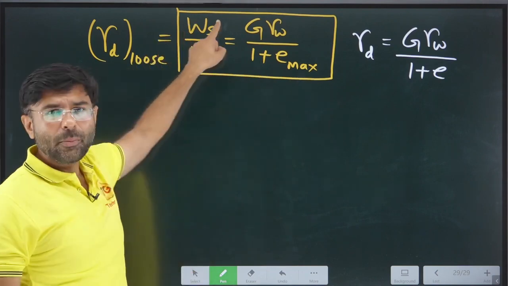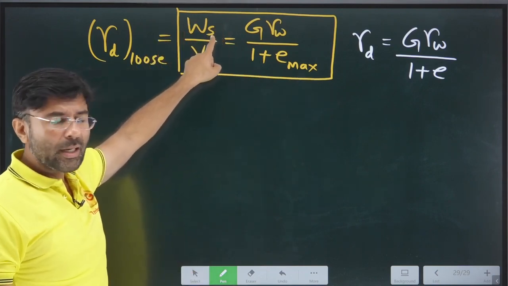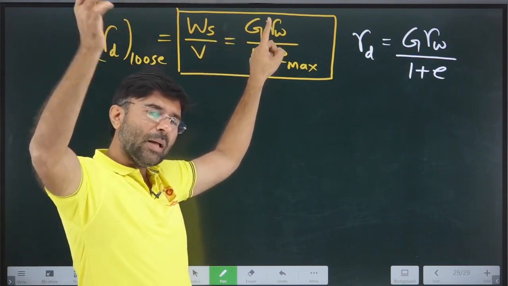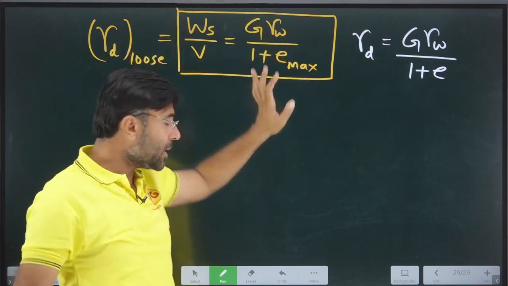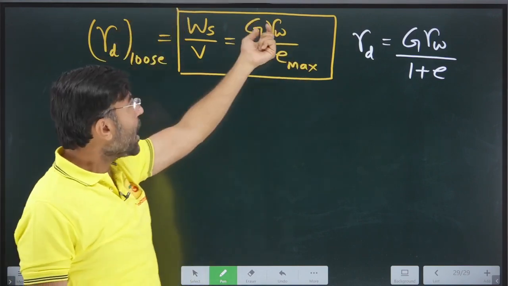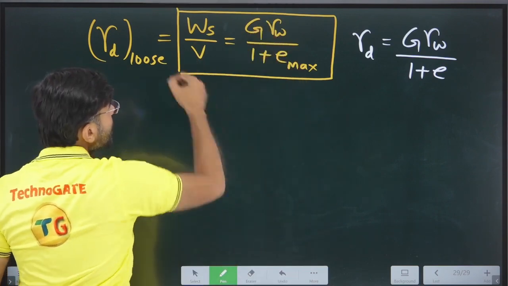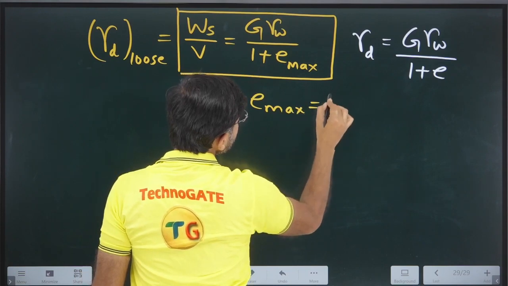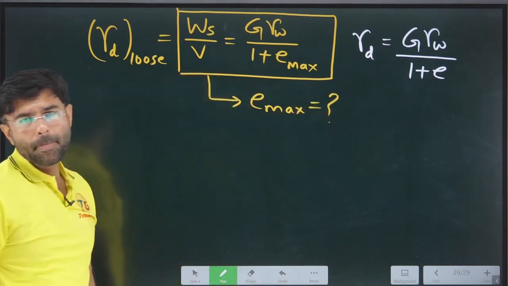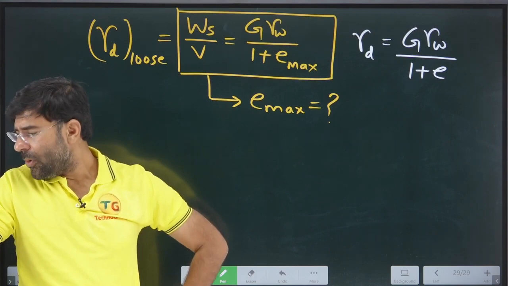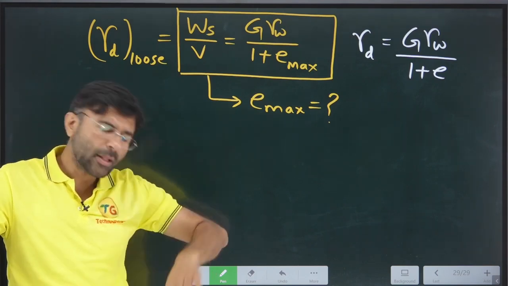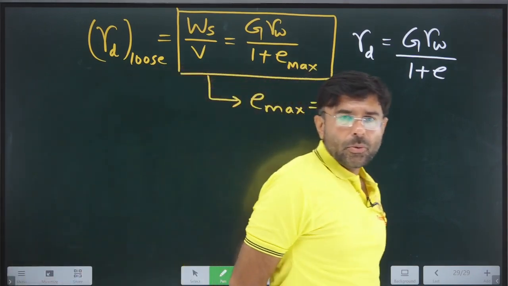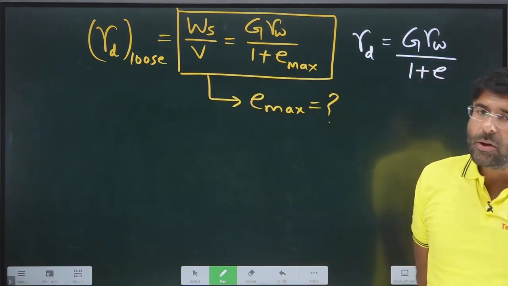I have the value of Ws, the weight of the sample that was filled in the container. I have the volume of the sample. I have already calculated the specific gravity of that sample by using the pycnometer method. I know the value of gamma W. From this expression, can I get the value of E maximum? I will easily get the value of E maximum. This is our first step, the first step to get the value of relative density or density index.